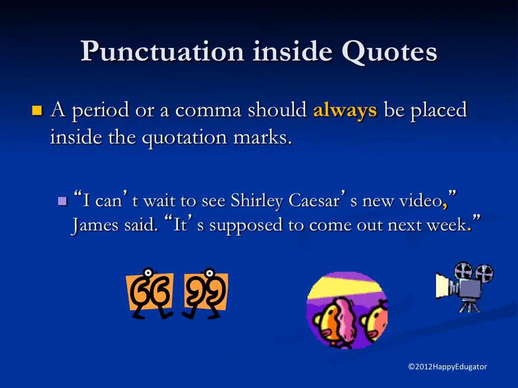A period or a comma should always be placed inside the quotation marks. This is one of those stickler rules that people have. For example, here's the quotation mark. I'm going to have my comma here within the quotation. It helps my reader know that this is the place to pause while James is talking, so I could read it a little bit better.